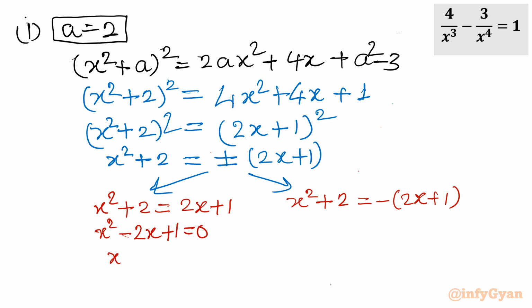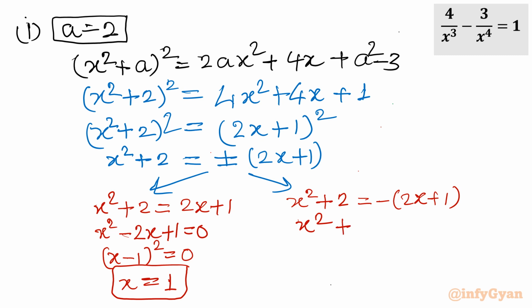So I can write this as a minus b whole square, (x minus 1) whole square equal to 0. So x will be equal to 1. So the very first solution is x is equal to 1, which is a real, accepted solution. Now come to the second quadratic equation. Take all the terms to left: x square plus 2x plus 3 equal to 0.